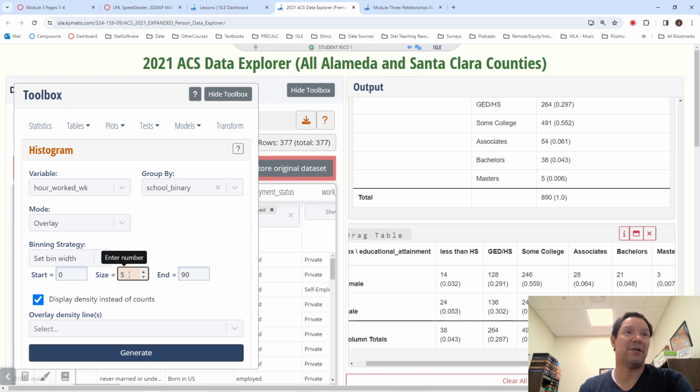We found after experimentation that 5 was pretty good. You better type in a 0. If you don't type in a 0, it doesn't actually start.